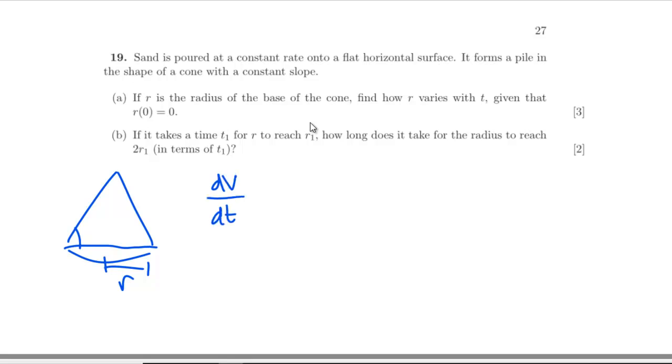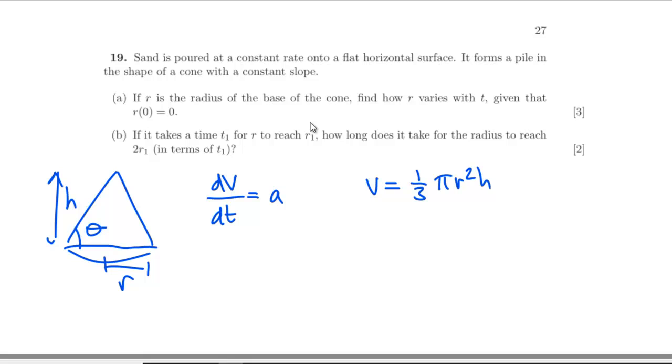So dV/dt is going to be a constant. So let's call that, I don't know, a. So that's our dV/dt. Let's have something about the volume. The volume is going to be a third of pi r squared h. I don't know if we're going to need that, but let's just write all these things down. And let's say something about the slope. It's a shape of a cone with a constant slope. So if that is theta, and we've got h, at the moment I'm just writing things down because I don't know what I'm going to be doing yet.